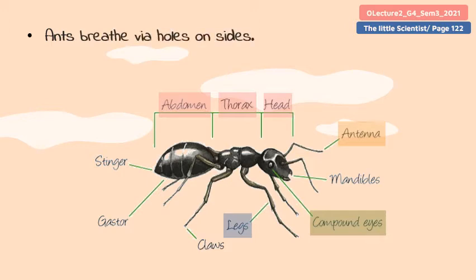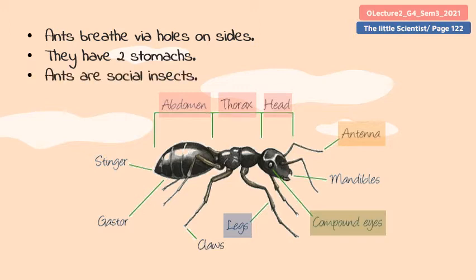And don't forget that ants have 2 stomachs, one for them to eat and a second one to gather food for the colony. Yes, ants live in colonies. They are social insects.